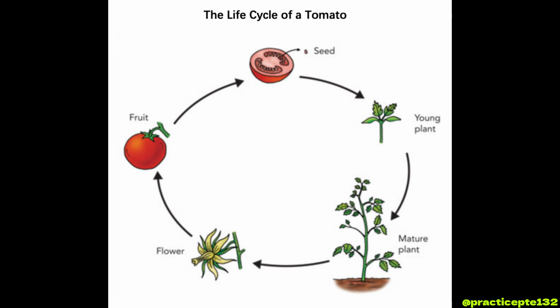According to this graph, the second step is to become a young tomato plant, which is green. You can see from this graph that the third step, a mature tomato plant with green leaves rooted in brown soil, followed by a flower as the fourth step. The final step is a red fruit that comes out of the flower, and the cycle will start over. In conclusion, this graph is very informative.